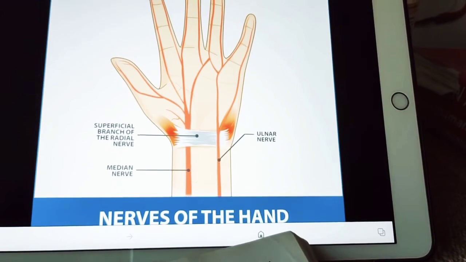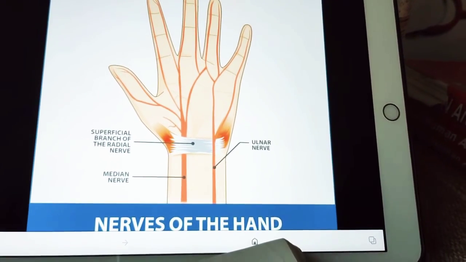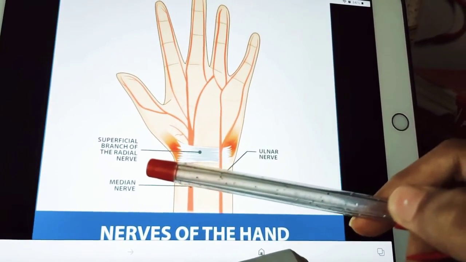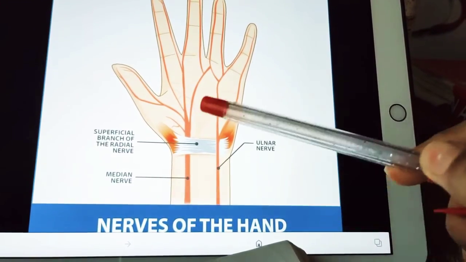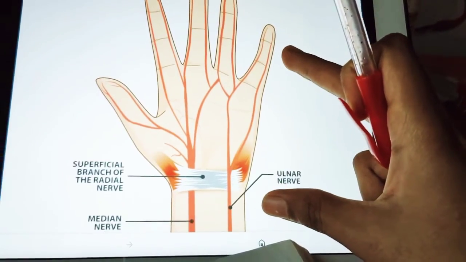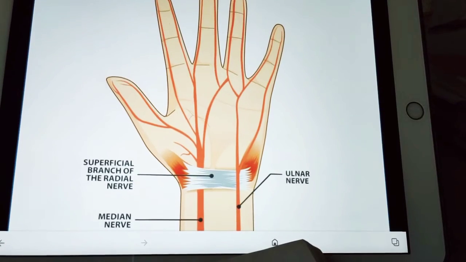So what are the nerves of the hand? Mainly our hand is supplied by three nerves. On the little finger side, it is mainly supplied by our ulnar nerve, and on the lateral side, or the thumb side, we have mainly our median nerve. Even the radial nerve is participating, but it is mostly supplying the posterior or dorsum of the hand when compared with the palmar surface.